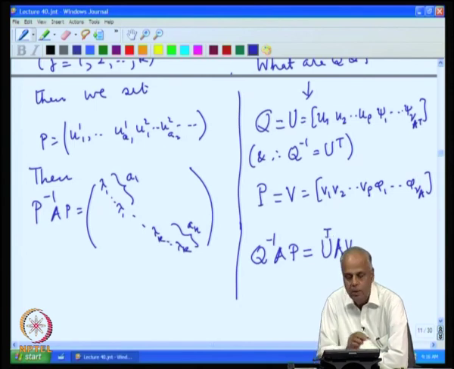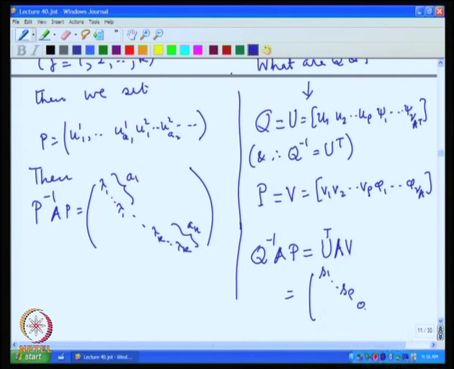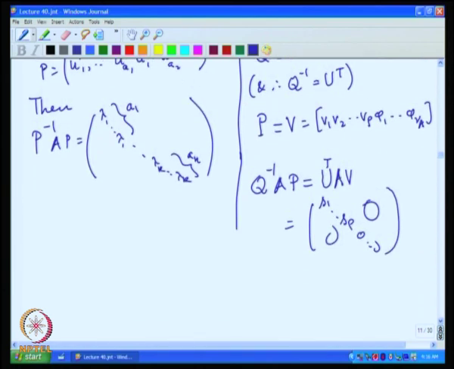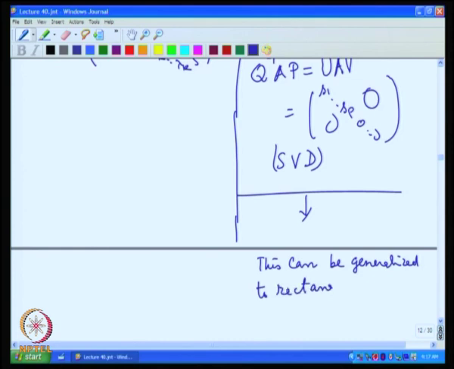U transpose A V, and this we got as the singular value matrix with S1, S2, up to S rho, and 0s elsewhere. This was the singular value decomposition, the SVD. Then we asked the question whether this can be generalized. Our analysis shows this can be generalized to rectangular matrices.